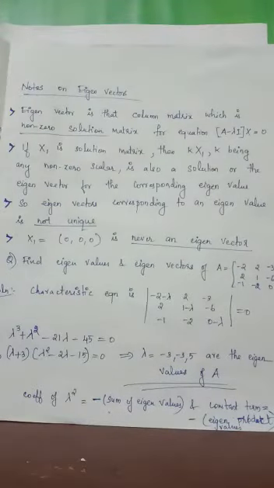A quick note on eigenvectors. An eigenvector is a column matrix which is the non-zero solution matrix for the equation (A minus lambda I) into X equal to 0. Hence, an eigenvector can never be a zero vector.